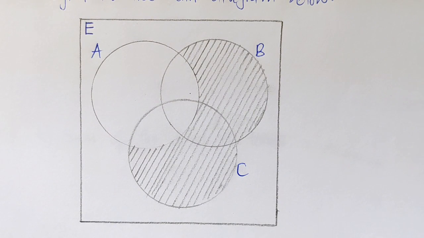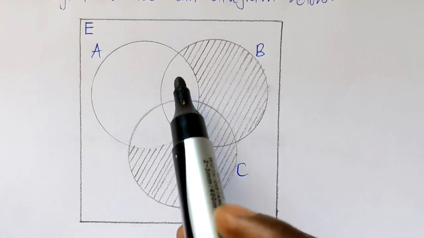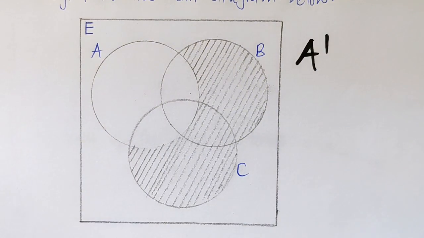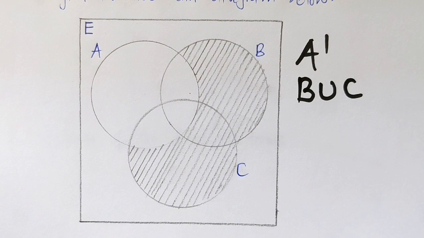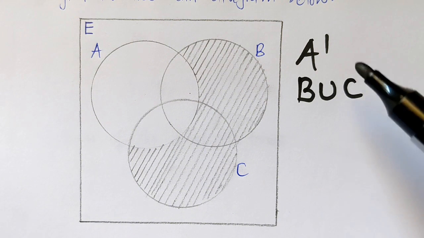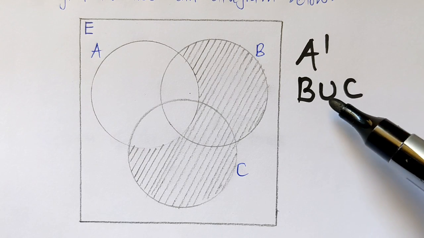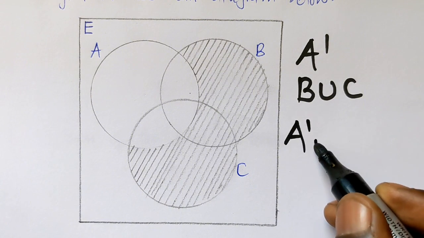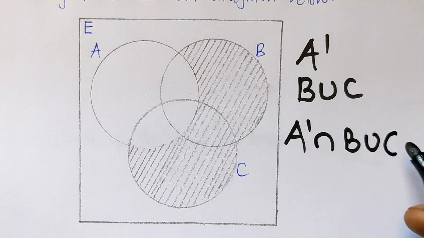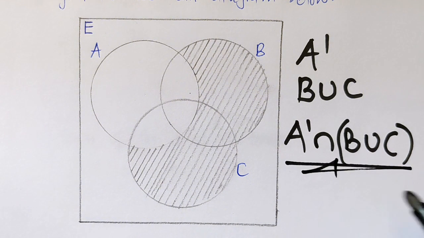So this simply means that we have two sets. The set A complement, which is everything not in A, and also the set B union C, which is everything in B or C, but excluding what is in A. We are going to use the operation intersection to combine these two sets, A complement and the set B union C. So this is going to be shown like this: A complement intersection B union C. We're going to put B union C in brackets.